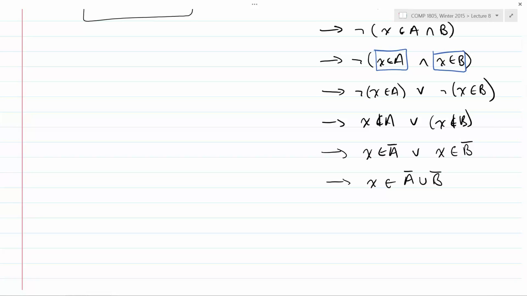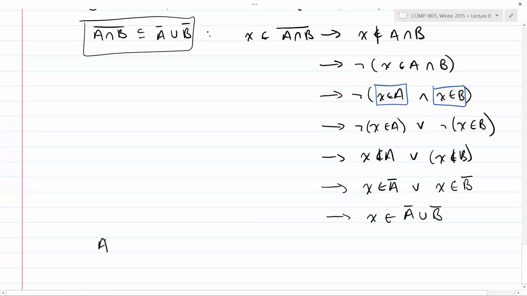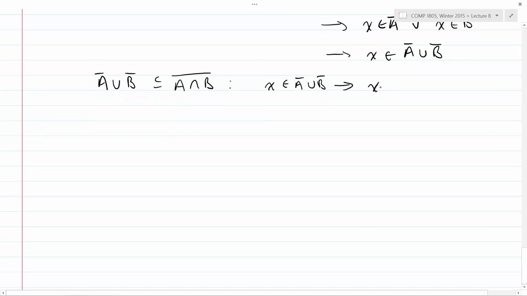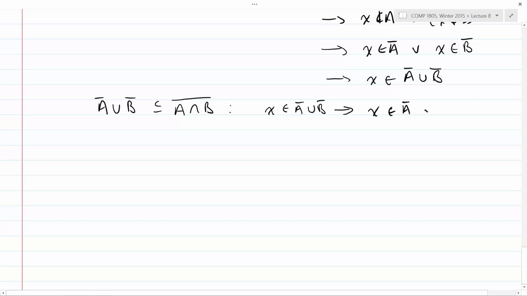Next, I want to show that A complement union B complement is a subset of the complement of A intersect B. This is the next thing I have to show. So I assume that X is in A complement union B complement. And now I start to think about what that implies. So this implies that X is in A complement, or X is in B complement.